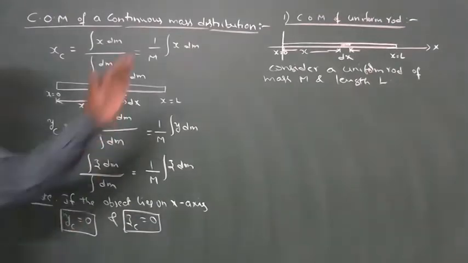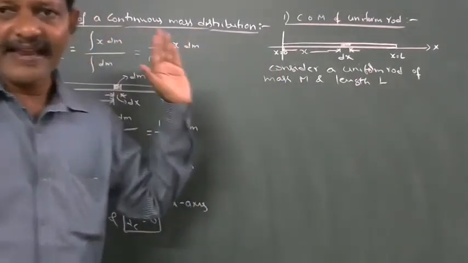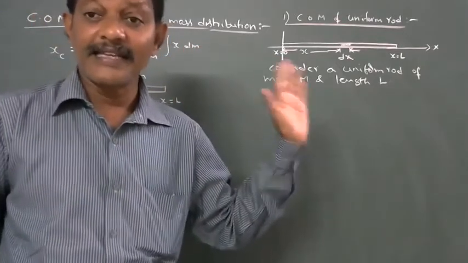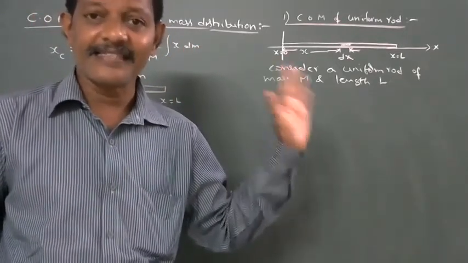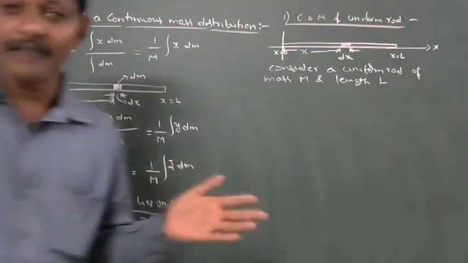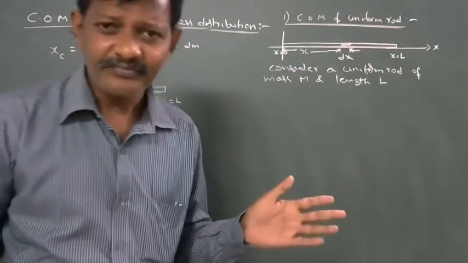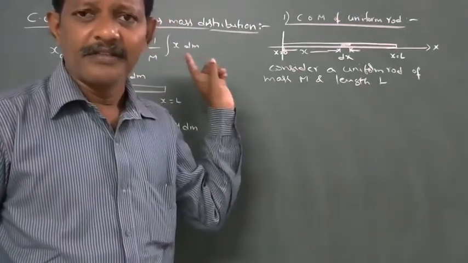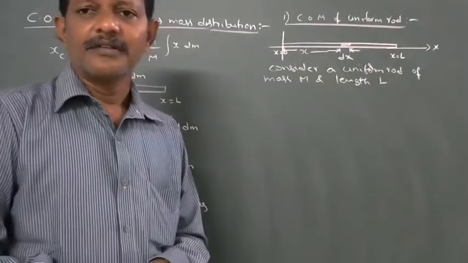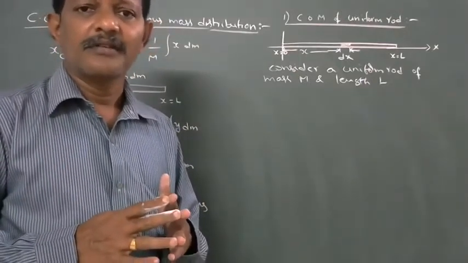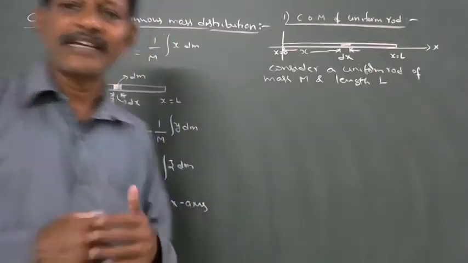That element is at a distance x from the end x equal to 0 and the thickness of that element is dx. Now, how do you find the mass of that element? Mass of that element is dm. How do you find it? Since the thickness of the rod is uniform, let us first find the mass per unit length.